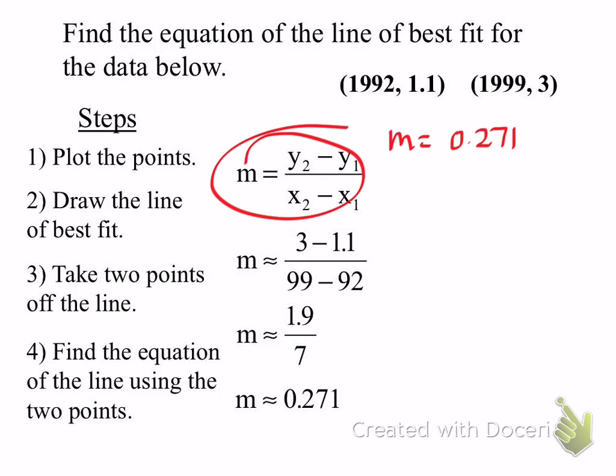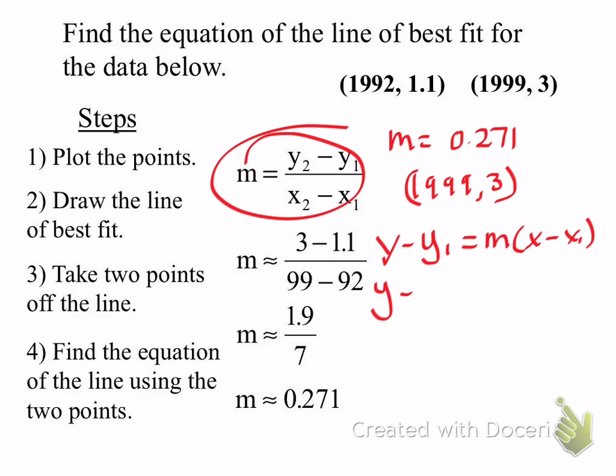So they did it to y equals mx plus b, which is slope intercept. I would probably use point slope, and I choose either point, 1999, 3, and I'm going to do y minus y1 equals m times x minus x1. Y minus 3 equals 0.271 times x minus 1999. And I'm going to just simplify it.